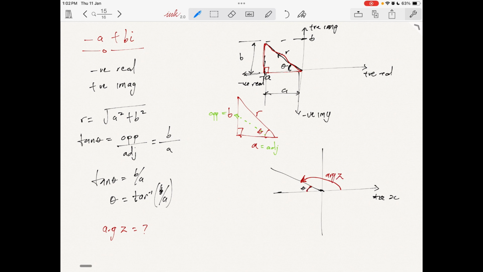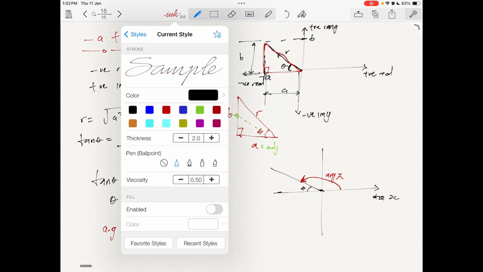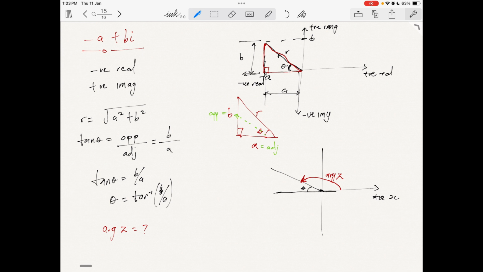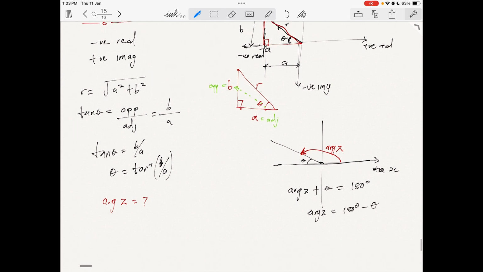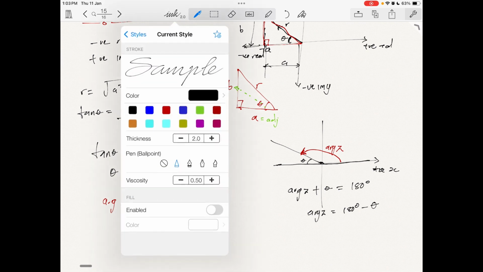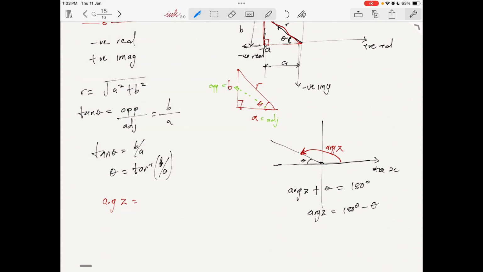Now, let's perform a little bit of trigonometry here. We know that the angle on a straight line is 180 degrees, right? So therefore, we know that our argument z plus theta is equal to 180 degrees. So therefore, our argument z is equal to 180 degrees minus theta. So with that being said, we can come to a conclusion that our argument z is 180 degrees minus theta.